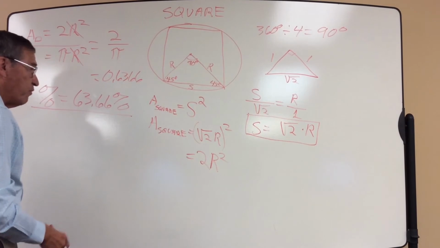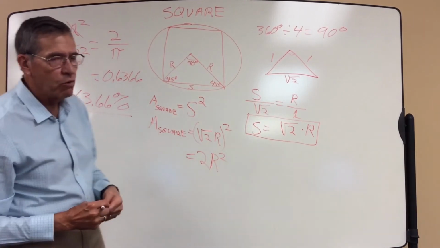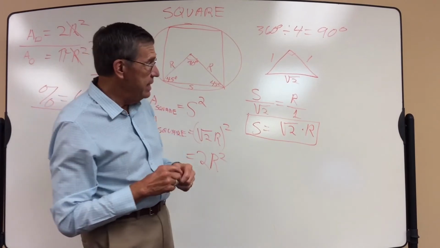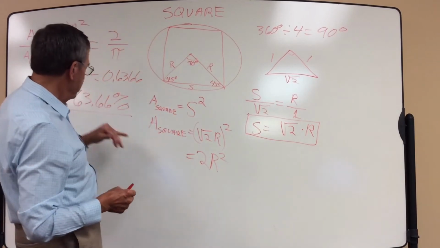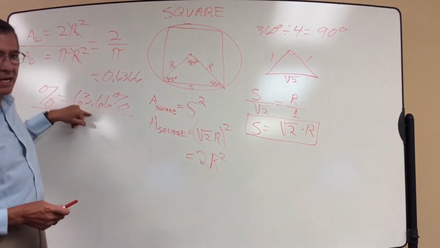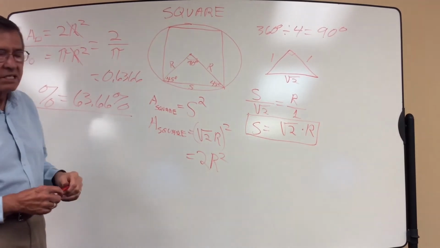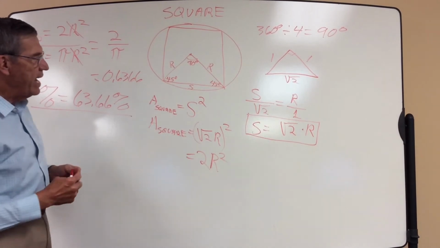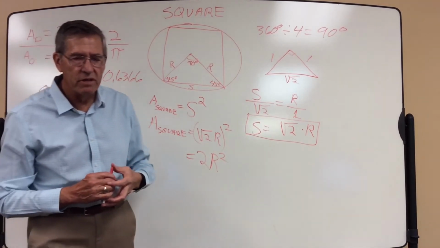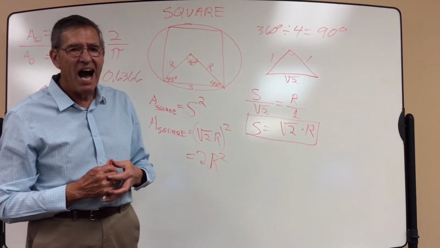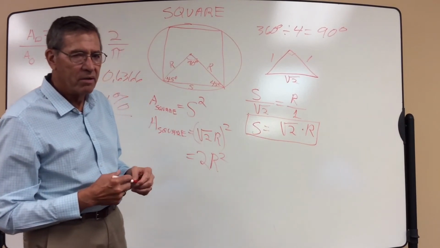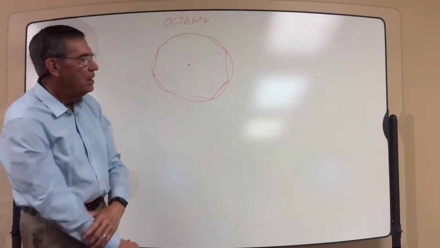But I asked you before we did this, did you think the square would cover more than the equilateral triangle did? And indeed, it did, significantly more, from 40% or so up to 63.66. The final calculation that we'll do as practice for this is going to be the octagon. So I'll get the board prepared and we'll do the octagon.